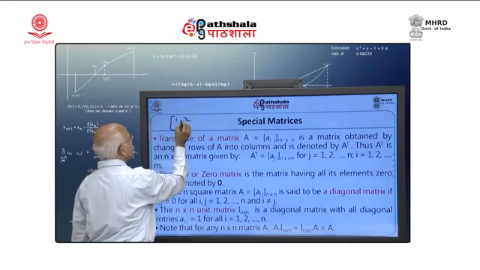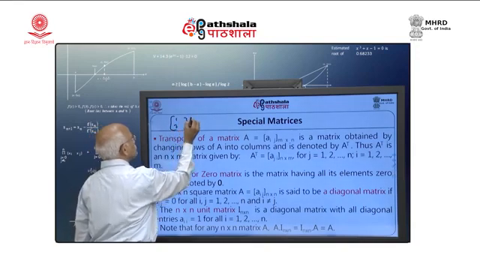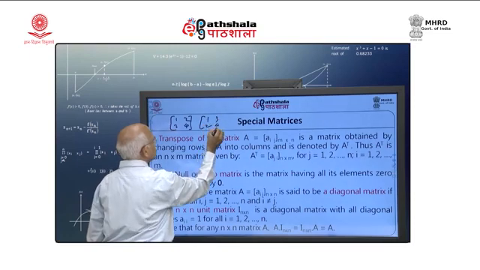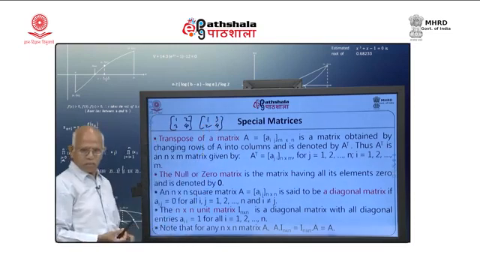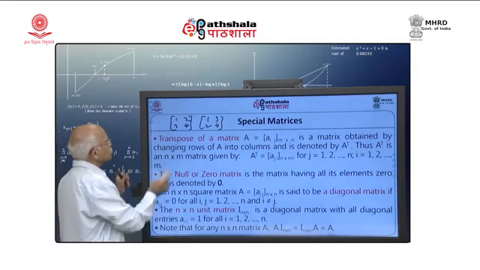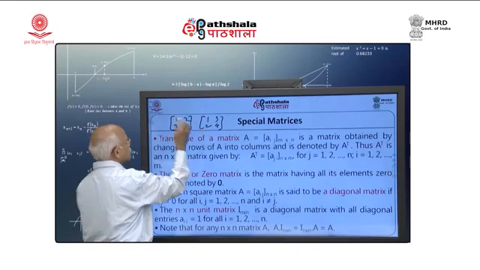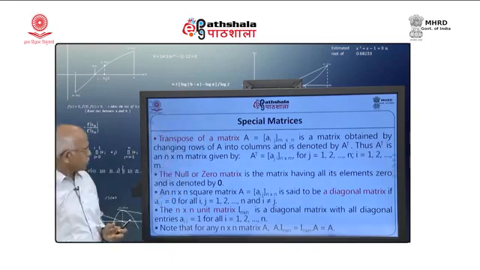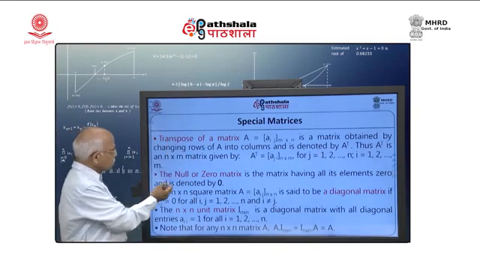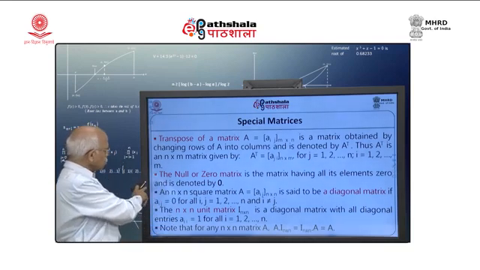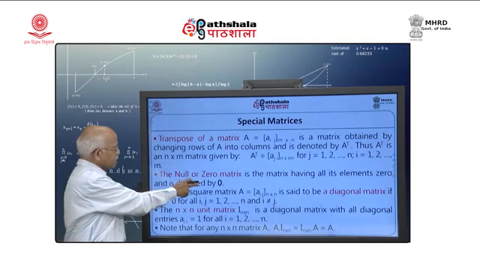So, if my matrix is say 1, 2, 3, 4, then what is my transpose? The transpose will be 1, 2, 3, 4 like that, it will be like this. So, your transpose matrix will be given by this. The first row becomes the first column, the second row becomes the second column. So, this is what we will get. All right. Now, the null or 0 matrix is the matrix having all its elements 0 and is denoted by 0.